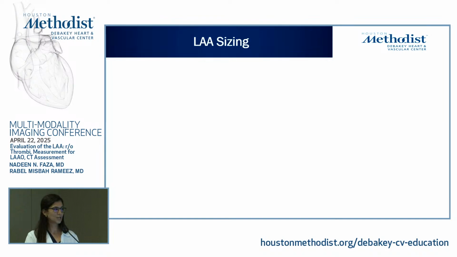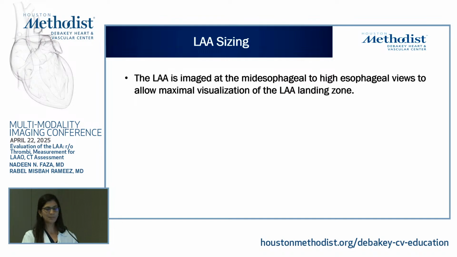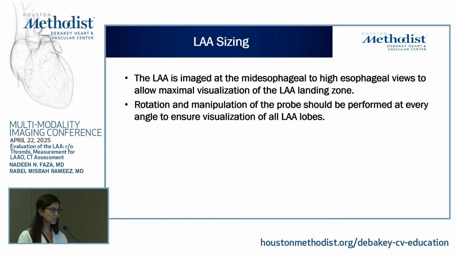Left atrial appendage sizing is done by mid-esophageal views of the TEE, because that's where you visualize the left atrial appendage landing zone and gives you the maximal dimensions. Rotation and manipulation of the probe should be performed at every angle to ensure visualization of all the different lobes. Oftentimes, in one angle, you're able to see one lobe, and then once you start increasing the angle or changing the angle, you start seeing extra or additional lobes. So you want to make sure you're looking at the appendage at 0, 45, 90, and 135. You can go to these different angles separately or use X-plane imaging or biplane imaging.